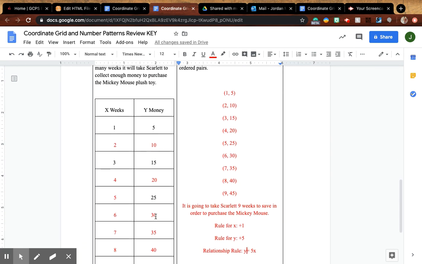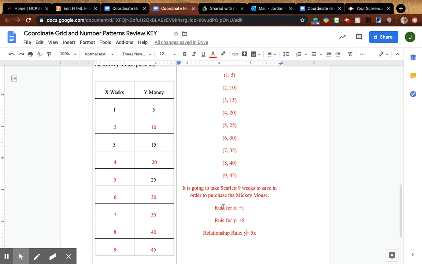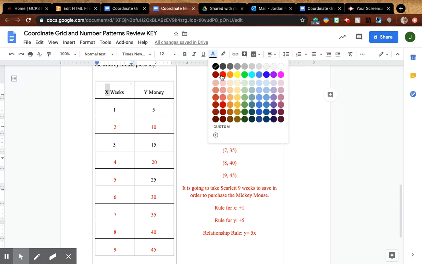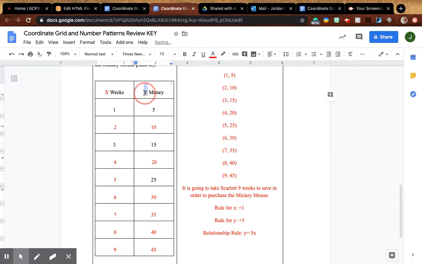If you need to, you can pause for just a second and check your work with mine. My input-output table over here, this is X number of weeks. This is Y amounts of money. So when we're looking at our input-output table, remember our ordered pairs just match the X and the Y of our input-output table.